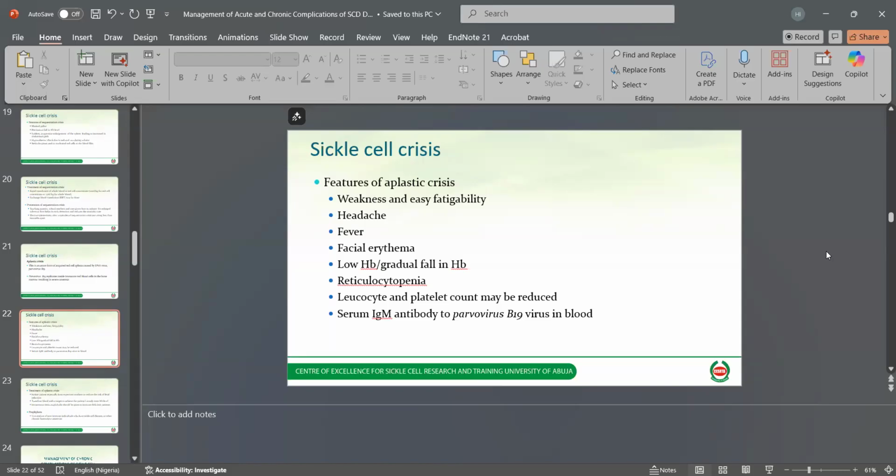And there's reticulocytopenia. Unlike in sequestration crisis, where you can actually have some reticulocytosis, in aplastic anemia, because the red cells are not even coming out at all, you have reticulocytopenia. Leukocyte and platelet counts may also be reduced. Serum immunoglobulin M antibody to parvovirus B19 virus in the blood will be high.